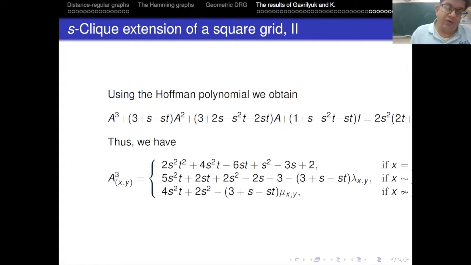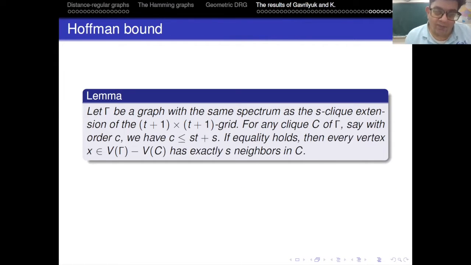and we will see that our graph is regular, so we get that mu xy is constant. So now we look at the Hofmann bound. We have a graph with the same spectrum as the S-clique extension of the (T plus 1) times (T plus 1) grid. Then for any clique C of gamma, we have that the order of C is at most ST plus S. And if equality holds, then every vertex X outside C has exactly S neighbors in C.